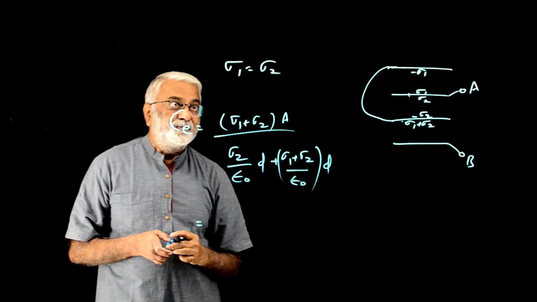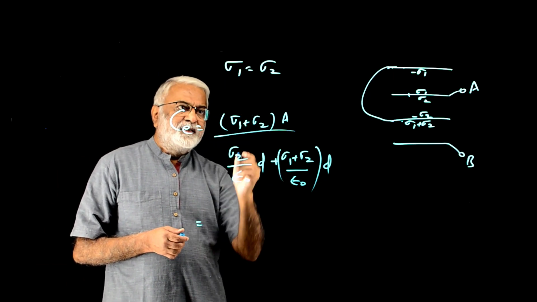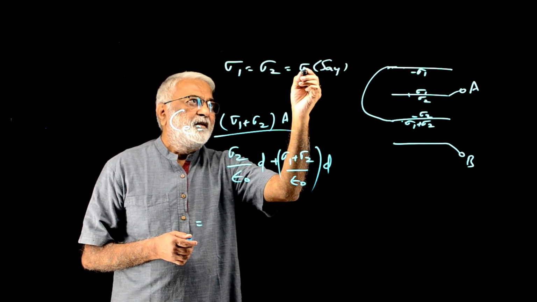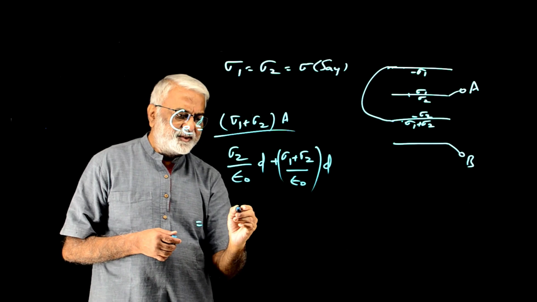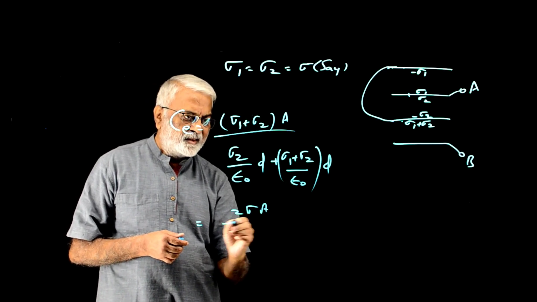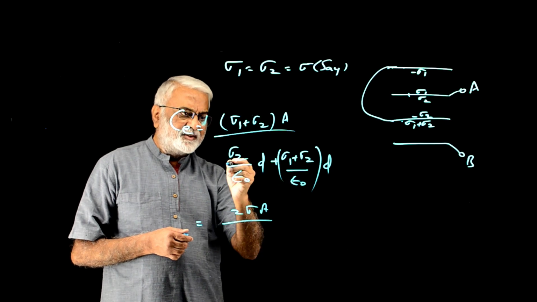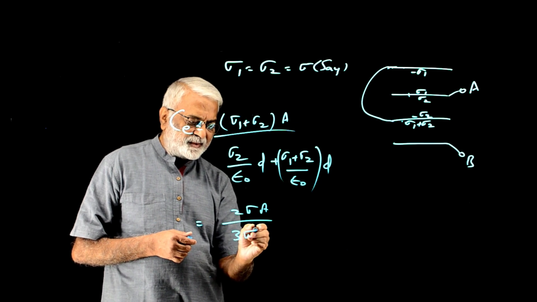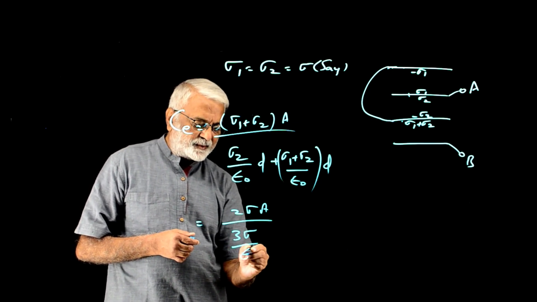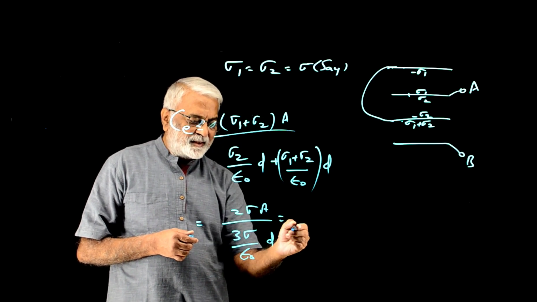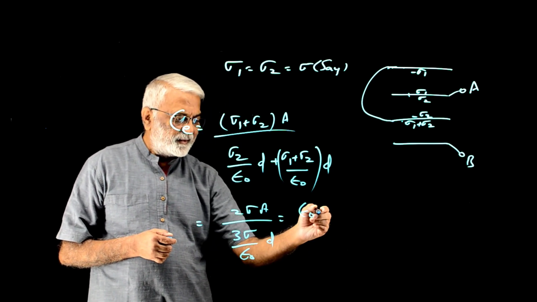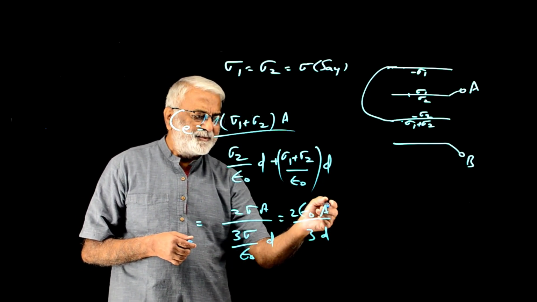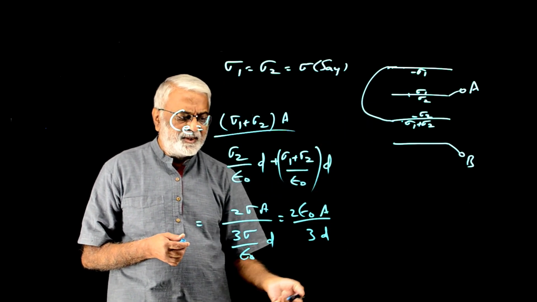This is the charge. Substitute sigma 1 equal to sigma 2 here. This will be, let's say sigma, just for convenience, and this will be 2 sigma A. This is again 2 sigma, so that will be this 2 sigma. 3 sigma by epsilon 0 into D. Sigma gets cancelled. So 2 epsilon 0 A by 3D. Well, epsilon 0 A by D we called the capacitance of adjacent plates. This is 2C by 3.